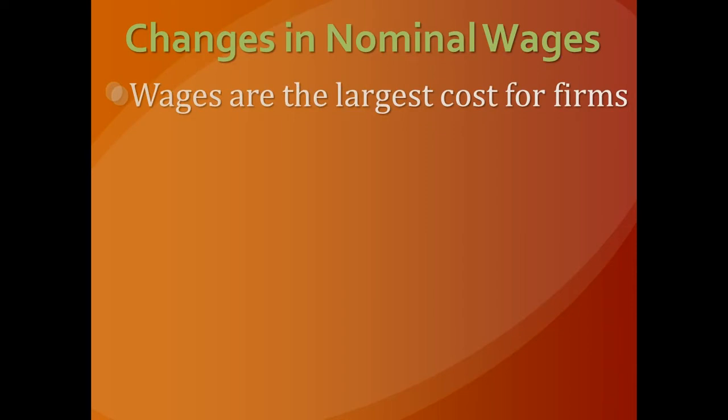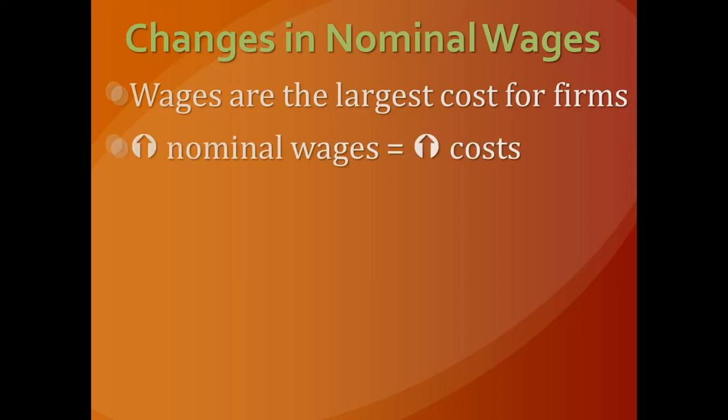Nominal wages, what they have to pay, are sticky, but when they change, that would change your short-run aggregate supply curve, because wages are the largest cost for firms. And so if there's an increase in nominal wages, that would increase costs of production, and an increase in cost of production lowers the profit per unit. And so there would be a leftward shift in aggregate supply.